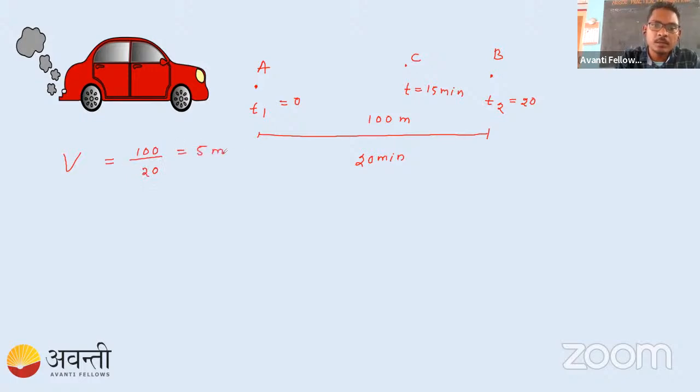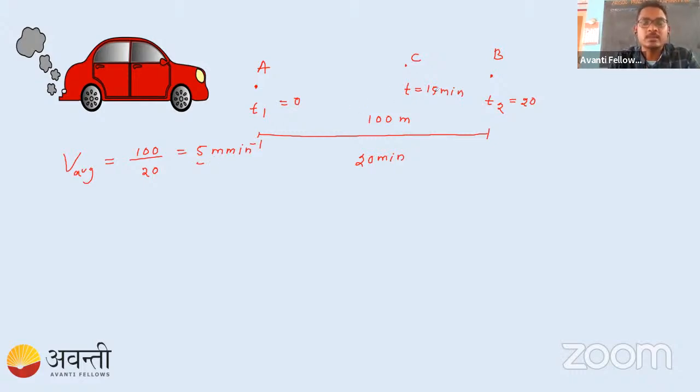meter per minute. So this is the average, like, averagely what is the speed with which it moved. It is not like throughout this journey it has a speed of 5 meter per minute, not like that, but overall if we see, somehow it is maintaining this speed. So on average, to cover A to B we need a speed of 5 meter per minute. That is our average speed.